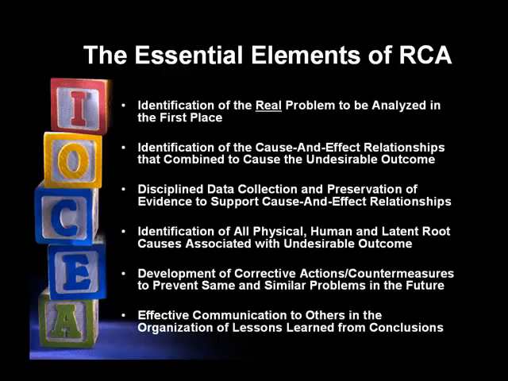Second essential element: identification of the cause and effect relationships that combined to cause the undesirable outcome. This means that we're interested in finding the linkages of cause and effect that led to a particular type of event. We're all enamored with the shows like CSI, which show these forensic crime labs, and what they're doing is creating hypotheses in the form of flashbacks, and then they're using the evidence to back up whether these cause and effect relationships actually occurred or not.